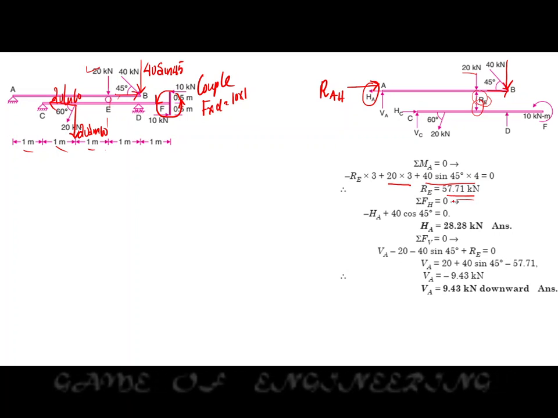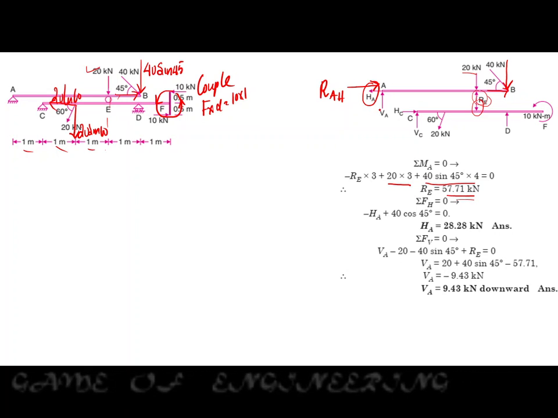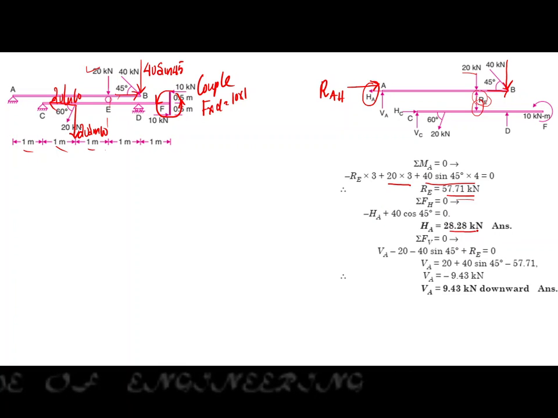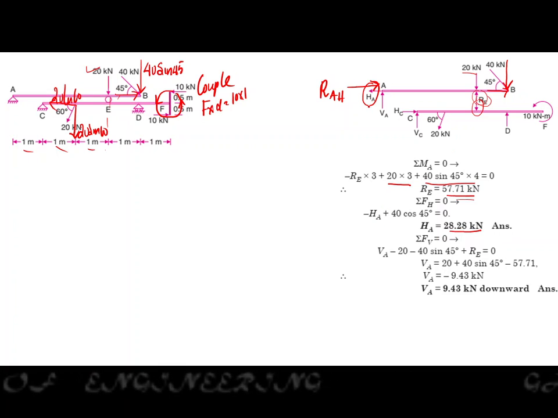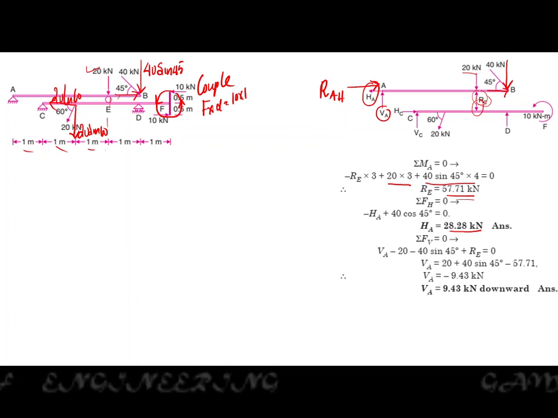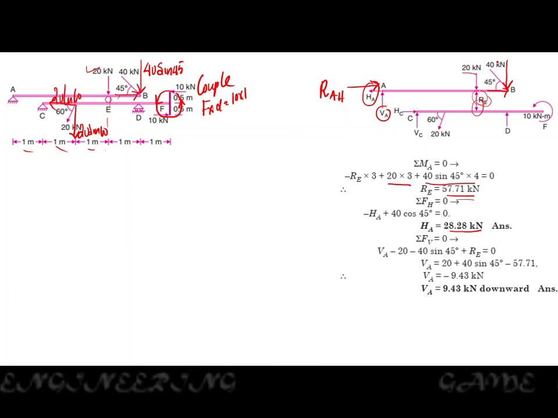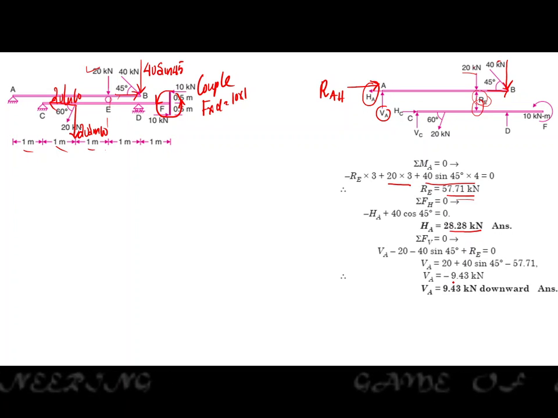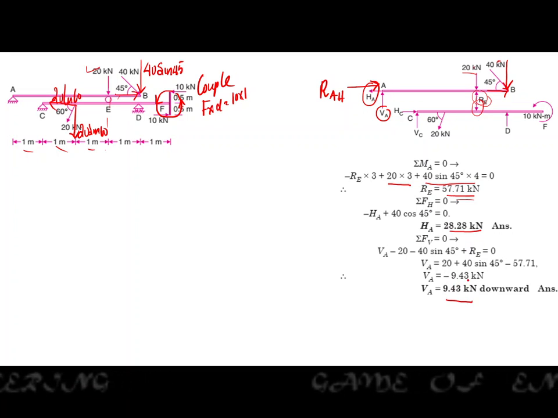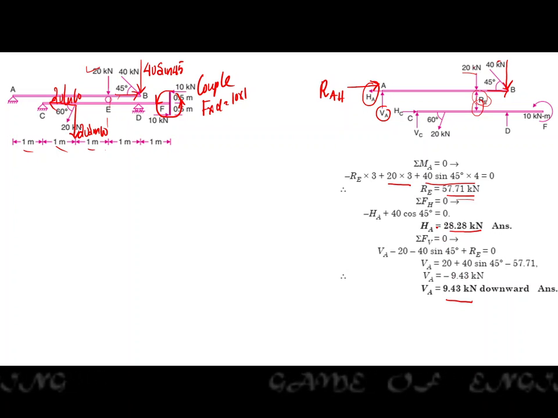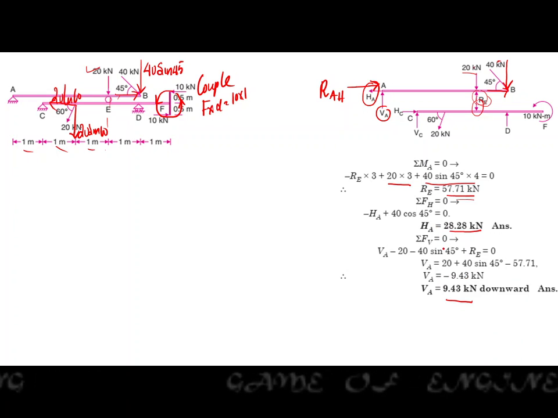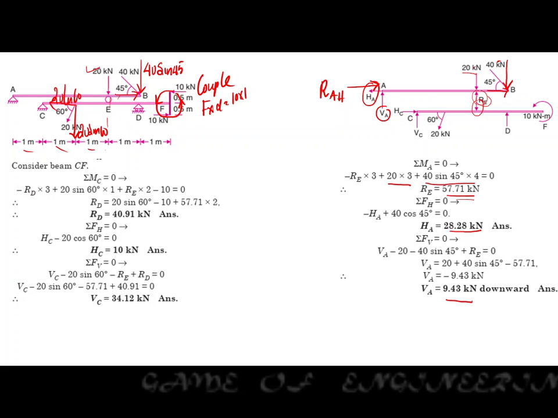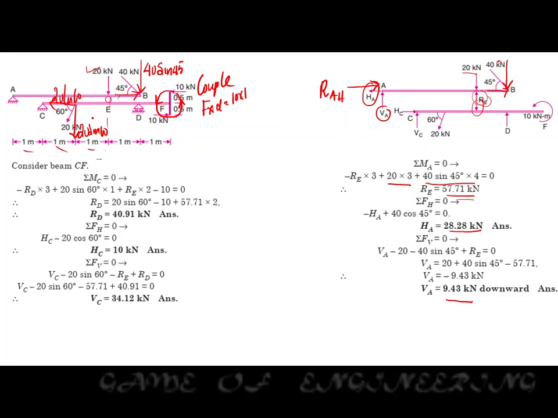By equating the horizontal and vertical forces, we can find the reaction force at point A. The horizontal reaction is 28.28 kilonewton. And by equating the vertical forces, what are the vertical forces? VA is vertical, RE is vertical, 20 is vertical, 40 sin 45 is vertical. By equating all these, we will get the value of VA also. So we got two values for the reaction at point A, horizontal reaction and vertical reaction. So we can calculate the net resultant reaction at point A. Next we will be analyzing the beam CD.